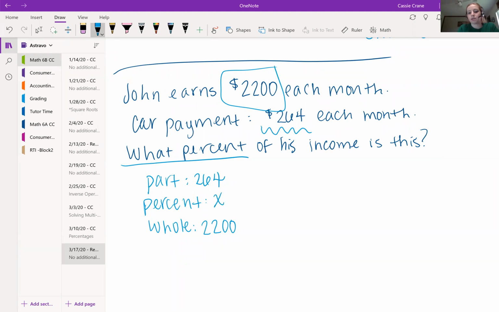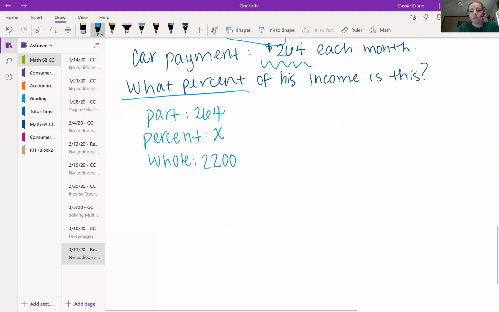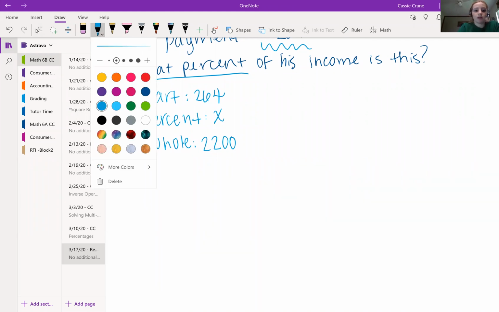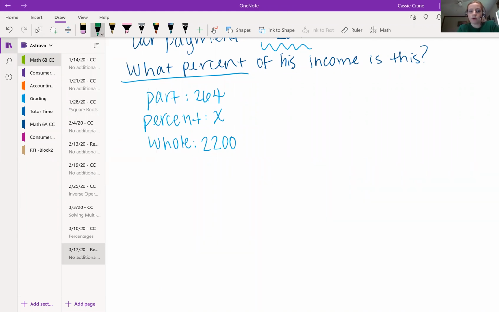So I'm going to call the percent x this time. But my percent equation is still the same. Part equals percent times whole. But this time it's going to be set up different because we know our part and we don't know our percent. So our part is 264 equals our percent, which we do not know, x, times our whole, which we know is 2,200. So this time we can't just multiply 2,200 times x and have our answer because x is an unknown value right now, or a variable.